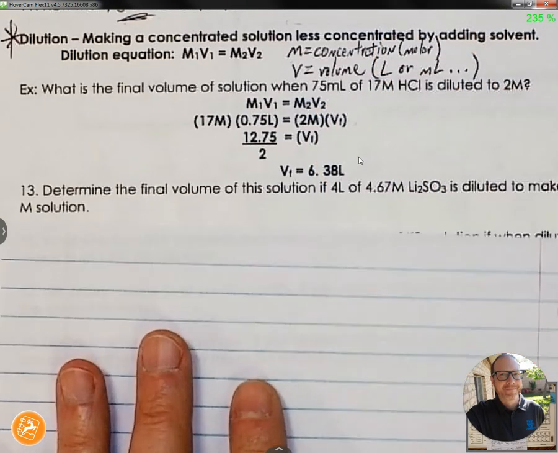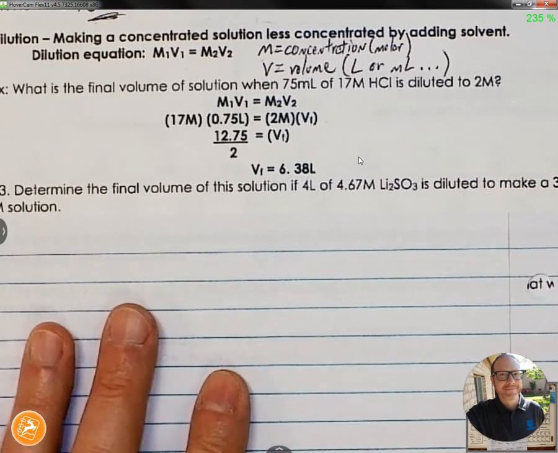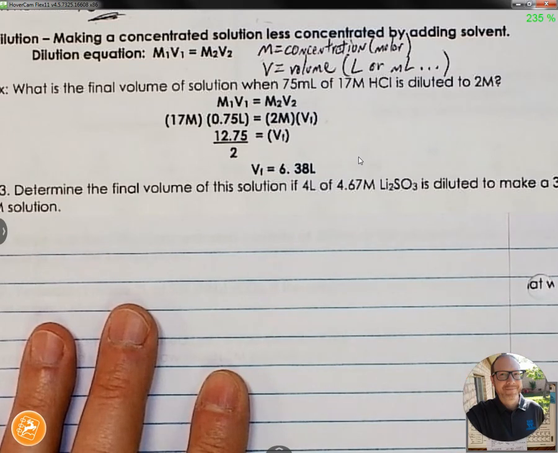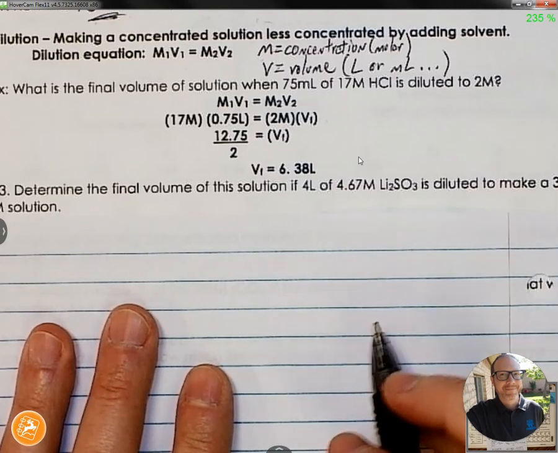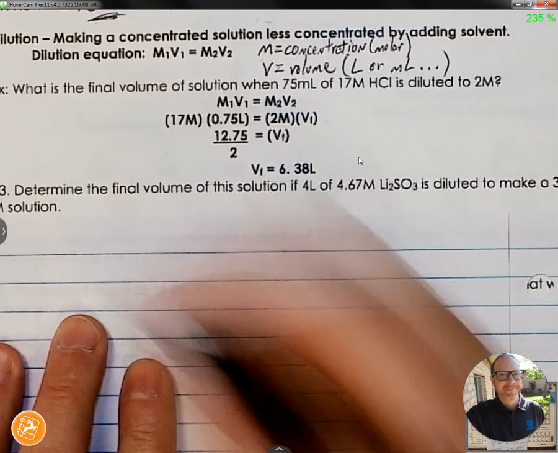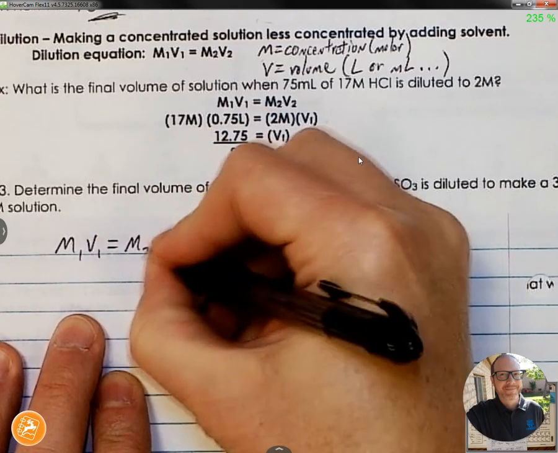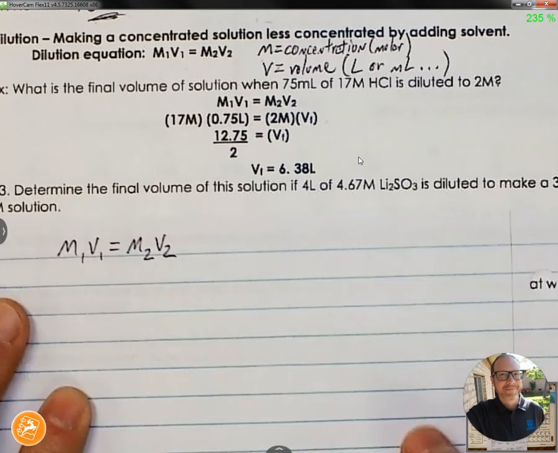Determine the final volume of this solution. If 4 liters of 4.67 molar Li2SO3 is diluted to make 3.89 molar. That's lithium sulfite. So let's see. If it's M1V1 equals M2V2, let's see what they give us here.